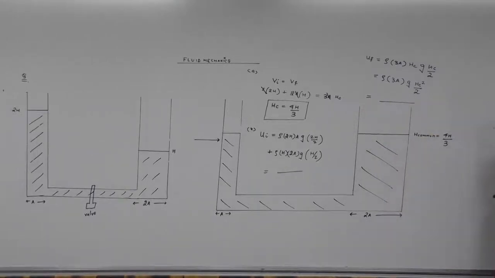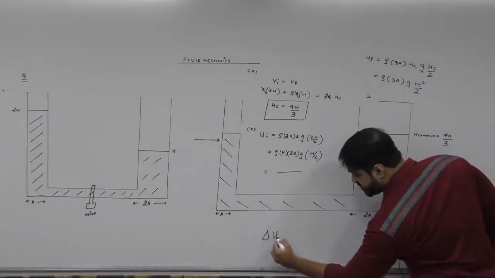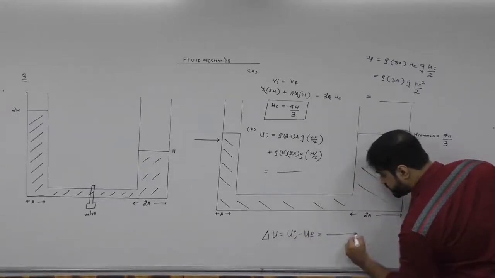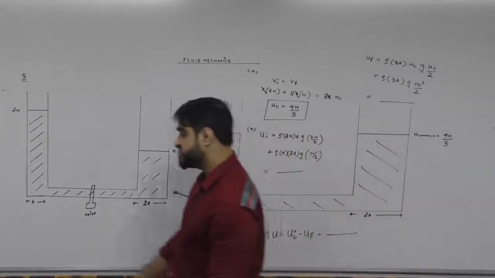Come on. Can anyone tell me what will be delta potential energy? Delta potential energy will become U initial minus U final. The answer of Nikalo, answer of Jaya. Okay. Everyone should calculate.